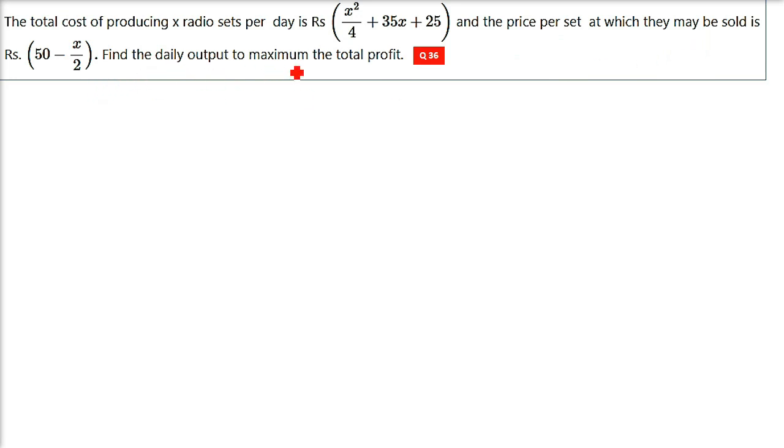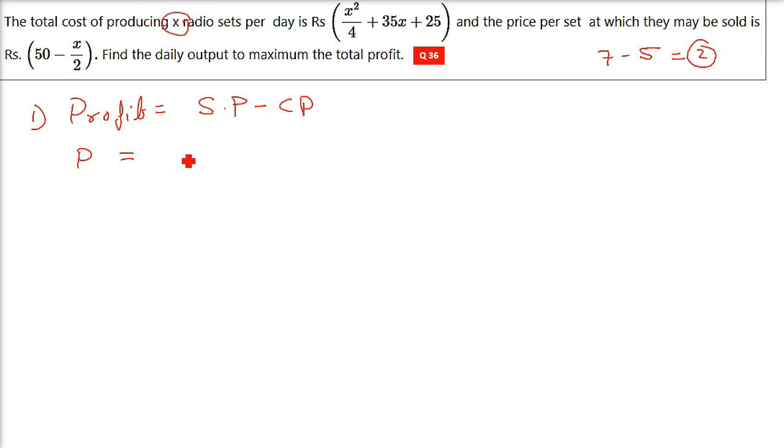Find the daily output to maximize the total profit. Now when it comes to profit, you have to just return back to your earlier standards or classes. The formula which we have learned is profit is the selling price minus the cost price. That means if you got something for 5 and sold it for say 7, the difference 2 is the profit. This is the profit, and this profit, selling price and cost price are to be extracted from this question.